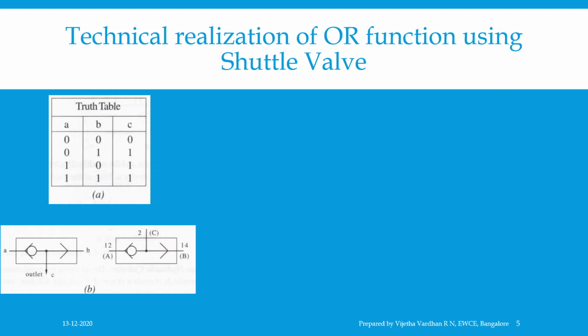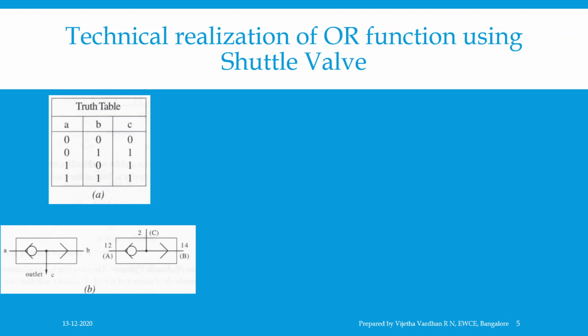In pneumatic terms, with particular reference to the shuttle valve, this means that at output 2, a one signal is true when a one signal, that is high pressure, is also true at input 12 or 14, which you can see in figure B. In case of both signals, the higher pressure will dominate. That is the meaning of OR function.